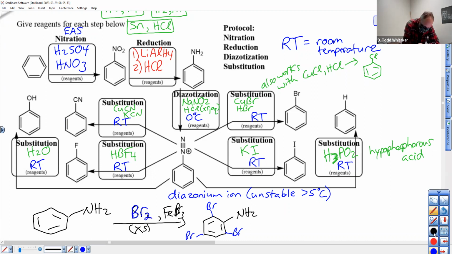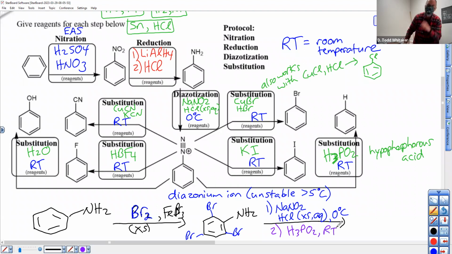And then I'm going to do this protocol here. Watch this. And you should be able to predict the result. Step 1, NaNO2, HCl excess, AQ, 0 degrees Celsius. Step 2, purple, H3PO2, RT. Talk to me. NH2's off, and that's it. Bromines stay. But the interesting thing is, what's the relative positioning of the bromines to each other?